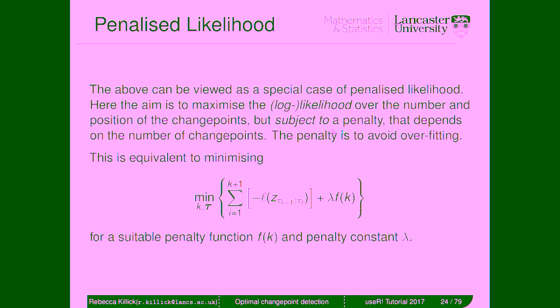Okay. And so this is a more generic version of the previous, and this is just penalized likelihood for anybody who knows what this is. But the key thing here is that we have to obviously choose this function of k, we have to choose the lambda, and we have to find a way of optimizing this so that we actually retrieve the minimum of this function over all possible k and all possible tau.